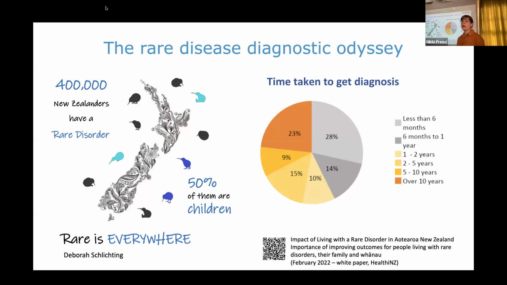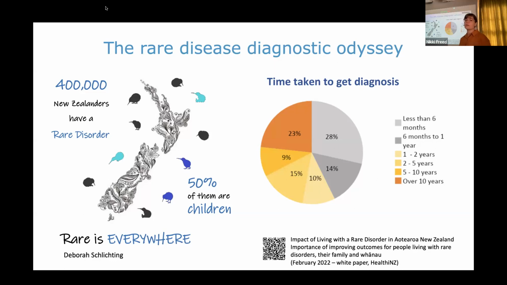And one challenge for people is to actually just gain a diagnosis in rare disease. This is some survey data taken in New Zealand last year that showed for over half of respondents, it took longer than a year to gain a diagnosis. And for nearly a quarter of people, they had to wait over 10 years. Once a diagnosis is gained, only a small percentage have treatment options available as well.